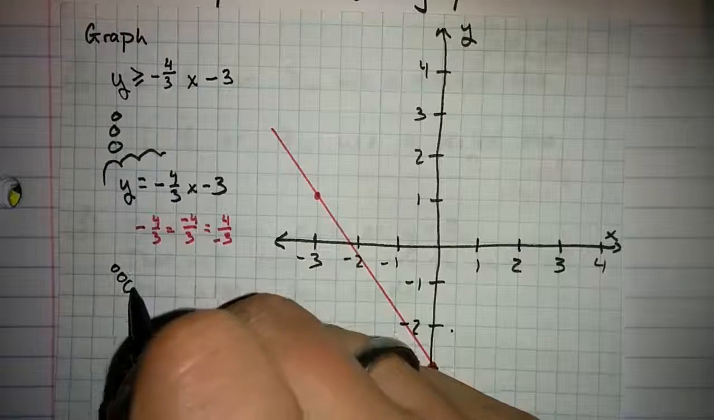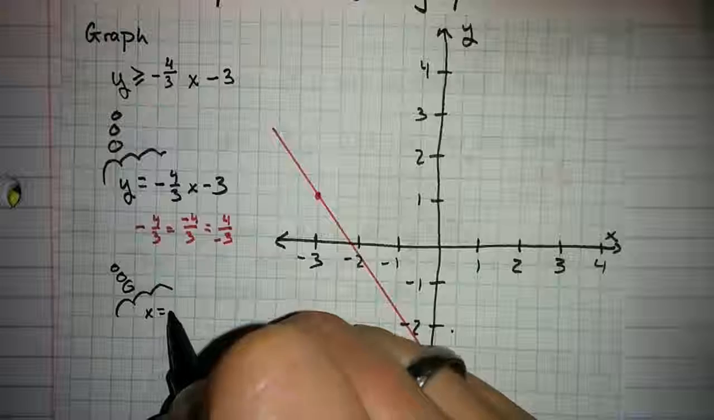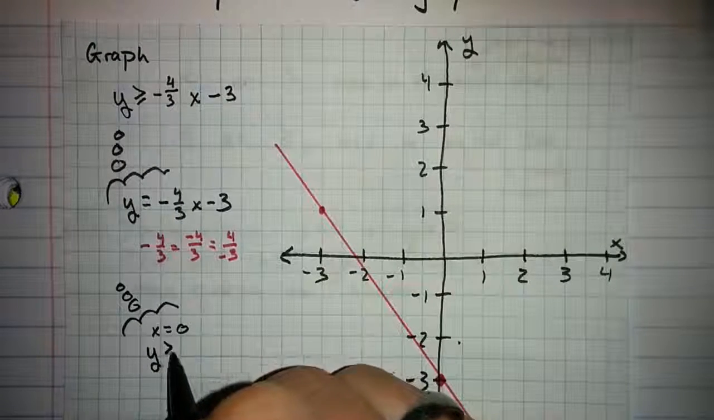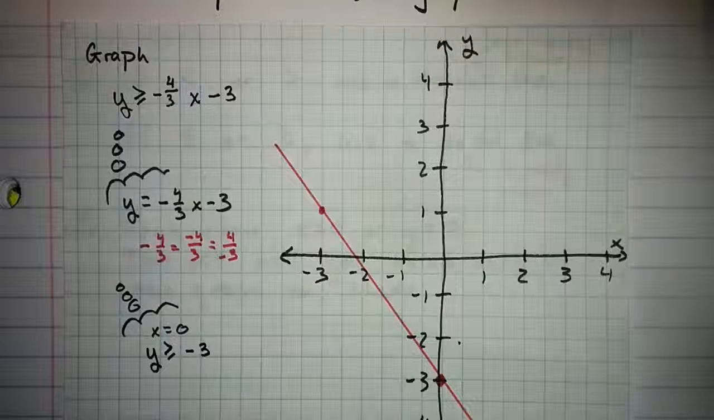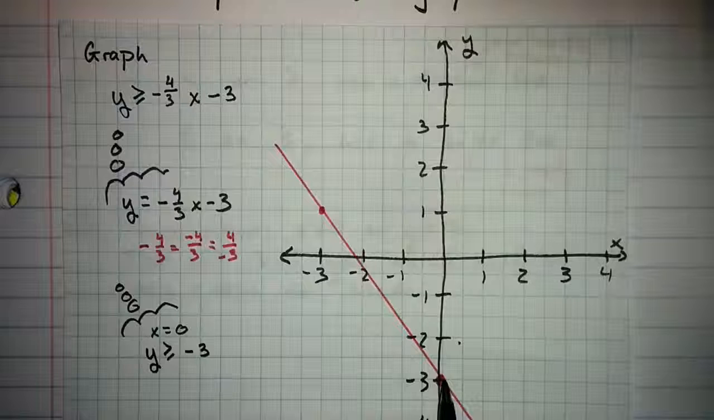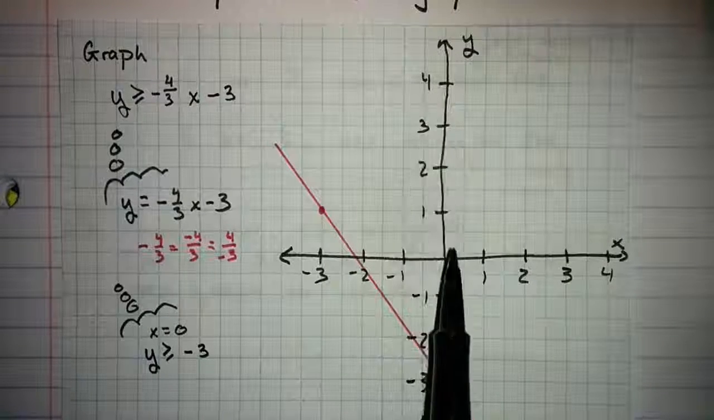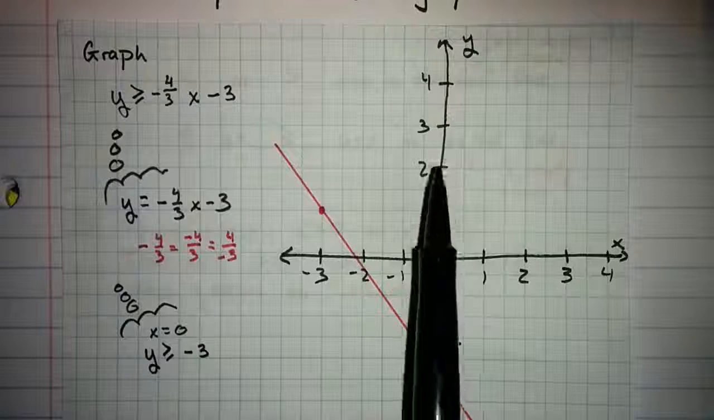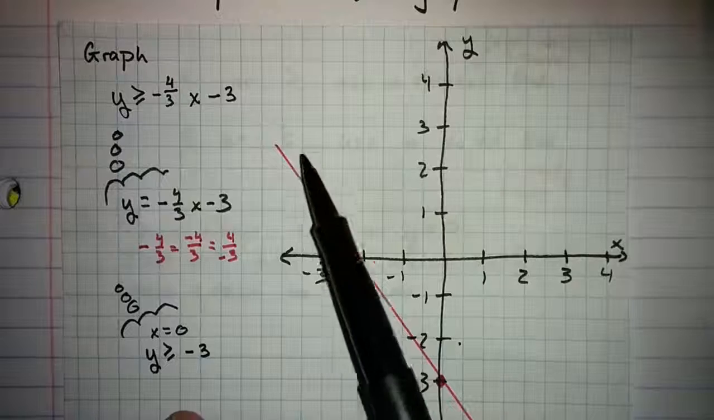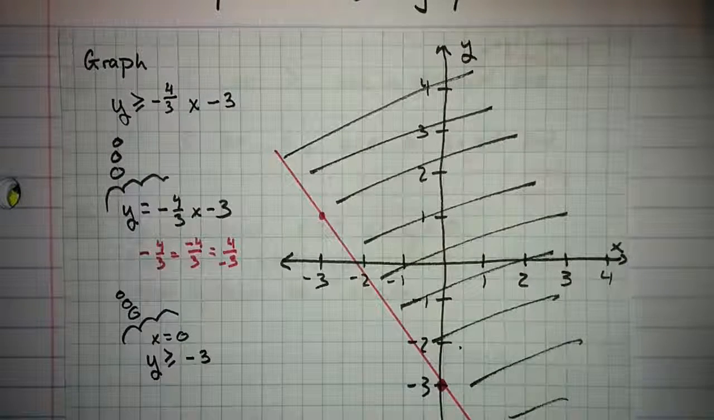So again, I'm thinking, what happens when x is 0? Then I just get y is greater than or equal to -3. Right. So here's -3 on the y-axis. Here's the part of the y-axis where y is greater than or equal to -3. I want to shade the part of the graph that includes this. There we go. And that's all there is to it.